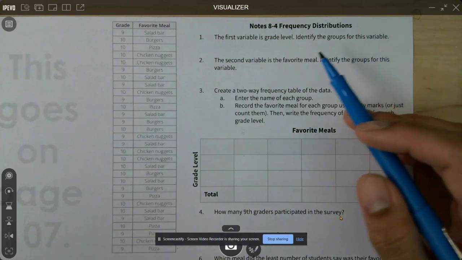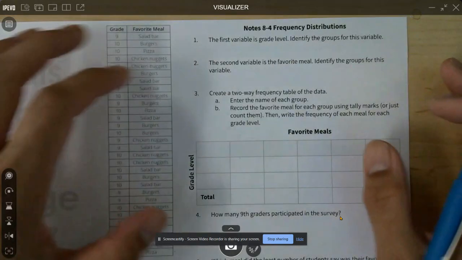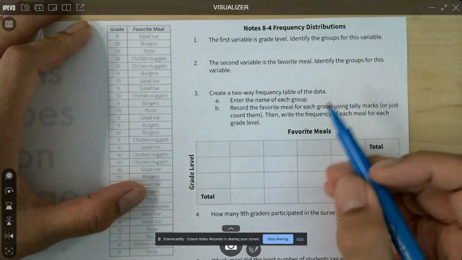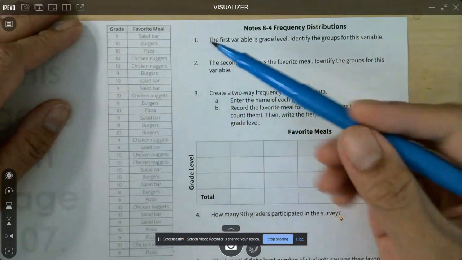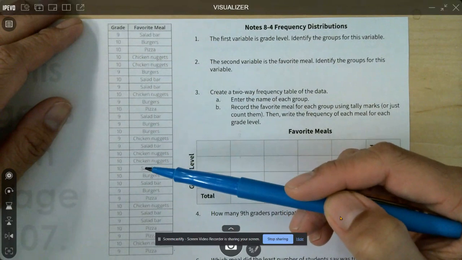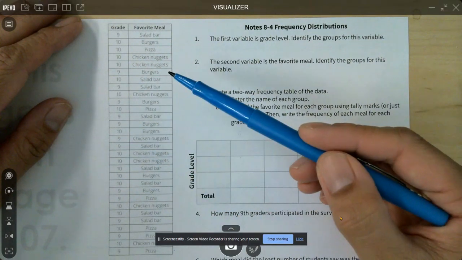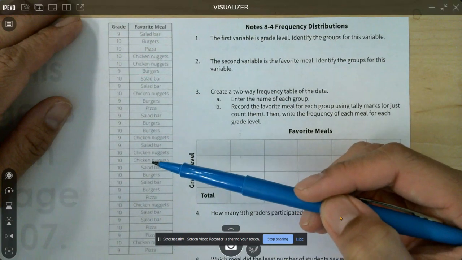All right, so here's a video for notes 8-4, frequency distributions. I'm not going to record on my iPad this time. I'm just going to use the camera to fill this out. So here's some survey data that someone took asking students what their grade level was and what their favorite meal at lunchtime was.